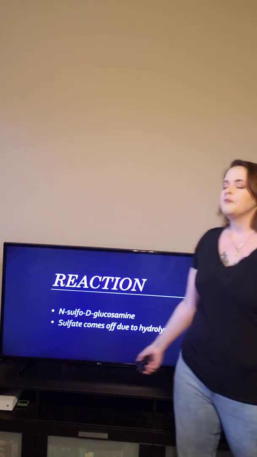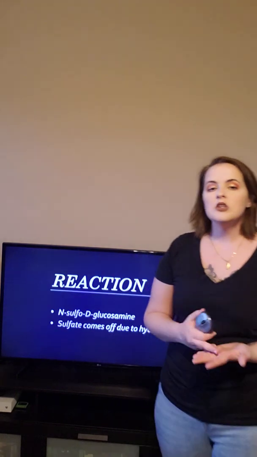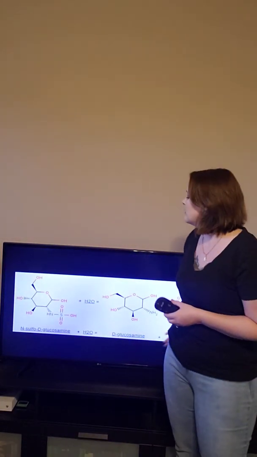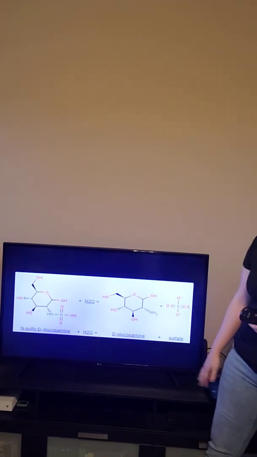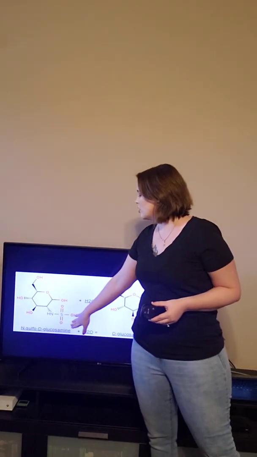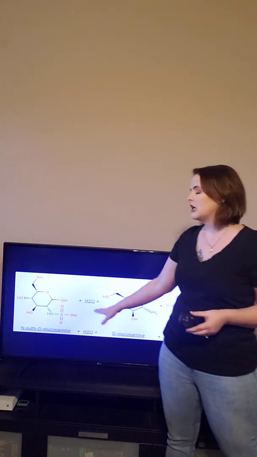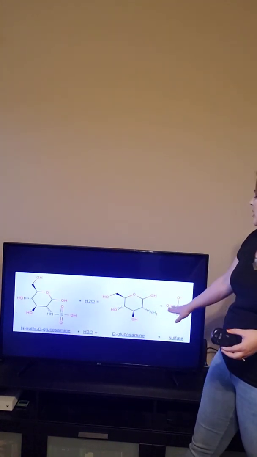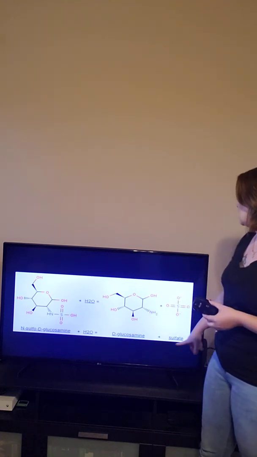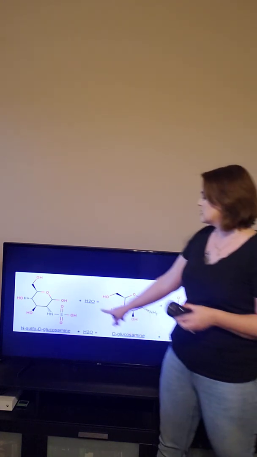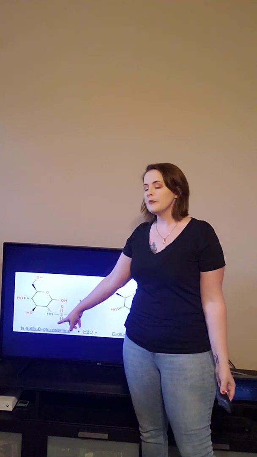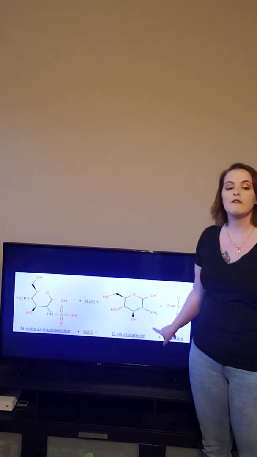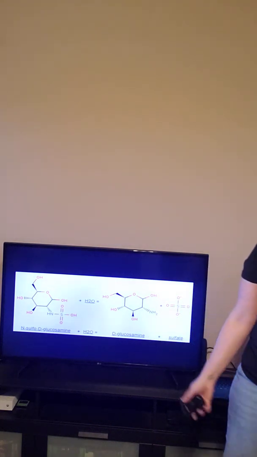So the reaction starts with N-sulfo-D-glucosamine, and a sulfate comes off due to hydrolysis. So here is your N-sulfo-D-glucosamine. Here is the water for the hydrolysis to occur. And then we end up with a D-glucosamine and a sulfate. Now here you can see the sulfate is attached to the amine group. And then here you can see the sulfate is by itself, and this amine group is now fully saturated.